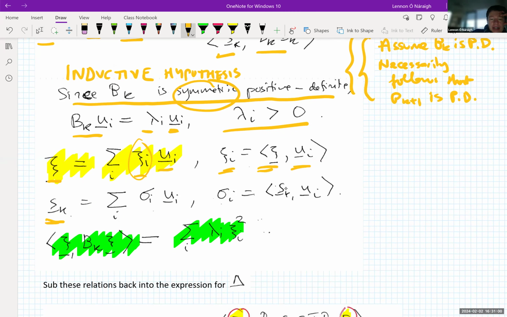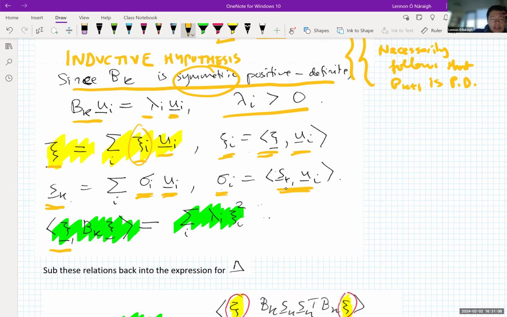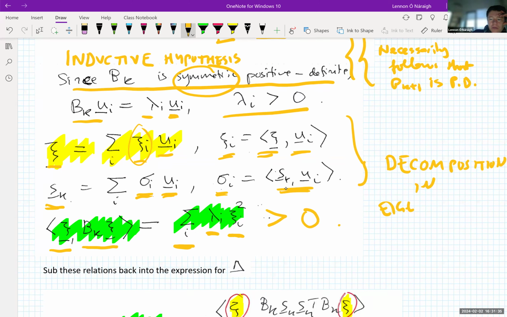And I can do the same thing for s_k. I can write it as a linear combination of the u_i's, and the coordinates are sigma_i. And it then follows that xi scalar product with B_k times xi is the sum over i of lambda_i xi_i squared, just from these calculations here. And crucially, this is positive. So now that I've made the inductive hypothesis and I've made this decomposition into eigenvectors, I will sub the results back into my expression for delta.